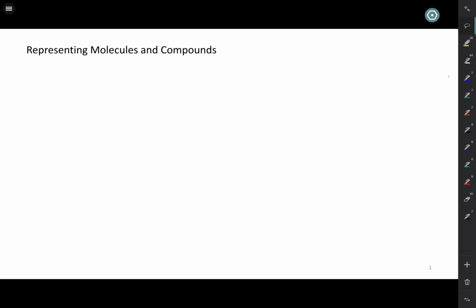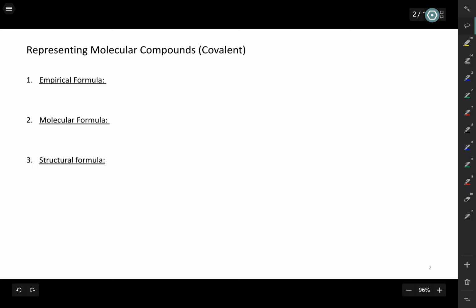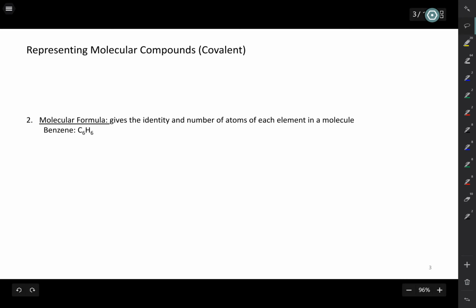In this video, we will explore how to represent molecules and compounds through naming, drawings, and formulas. So there are three different main types of formulas that we use in chemistry: the empirical formula, the molecular formula, and the structural formula. We'll start first by looking at the molecular formula. This gives the identity of and the number of each element in a molecule.